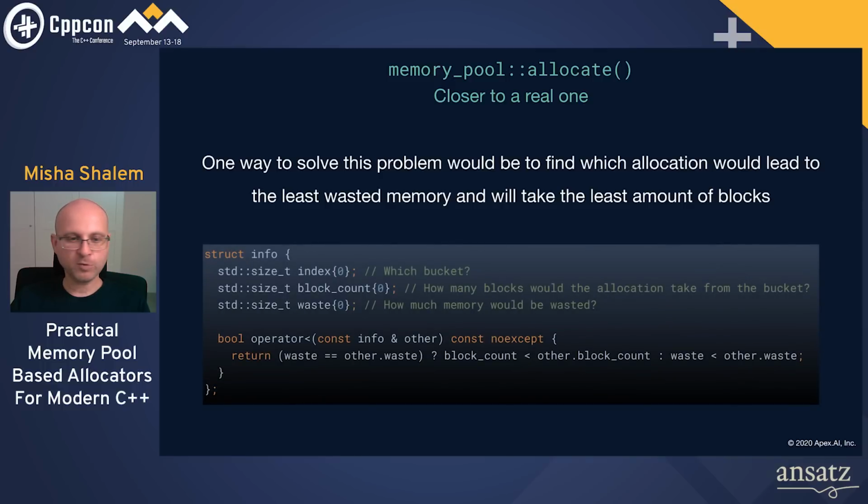Now, in order to do that, we will define a helper structure. Index here is just an index of the bucket. Block count is how many blocks an allocation would take, and the waste is how many bytes would be wasted if we allocate from this bucket. Doesn't matter from one block or multiple blocks. So how many more bytes the bucket would actually provide in integral blocks than the allocation actually needs, right? And we want minimum waste, but if the waste is the same, we are going for fewer blocks. So if we do that, and operator less here is basically a sort predicate, we can sort with this structure and find minimum waste and minimum block count.